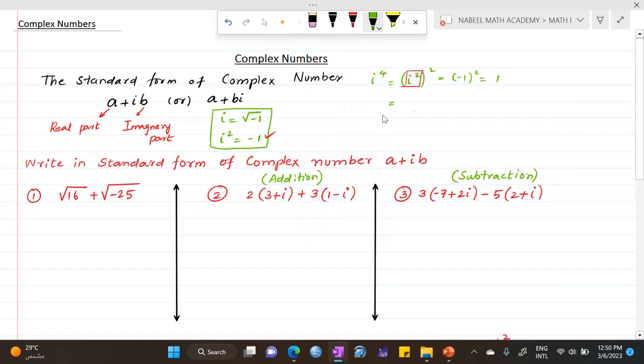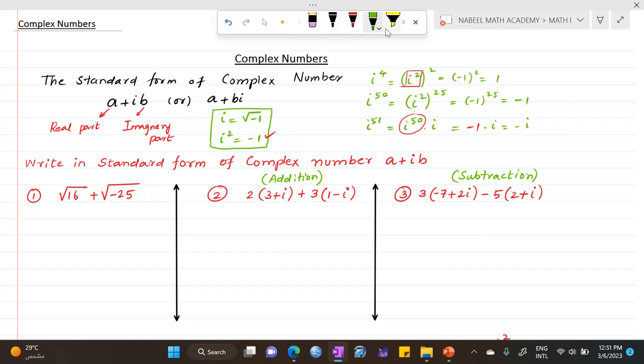Now let us go to the next one, the higher powers of i. Suppose i power 50. I can split this as i square to the power 25, where i square is minus 1, so minus 1 to the power 25, therefore it is equal to minus 1. Suppose you have i power 51. I can split this as i power 50 into i. Since we have calculated i power 50 above, the value is minus 1 into i. Therefore the answer is minus i. Similarly, you can calculate all the higher powers of i.